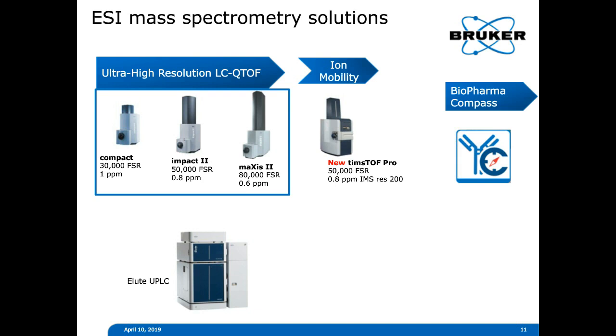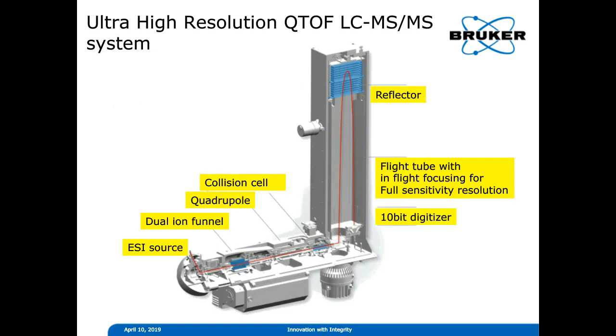This slide shows the hardware of an ultra-high resolution QTOF mass spectrometer. Beginning on the left, the red line traces the ion path from the electrospray ionization source through the glass capillary and to the dual ion funnel, followed by the quadrupole mass analyzer, the collision cell where fragmentation takes place, and into the flight tube where the ions are reflected with a single pass reflector down to the detector. The flight tube has in-flight focusing for full sensitivity resolution, and the detector has a 10-bit digitizer that increases the dynamic range.